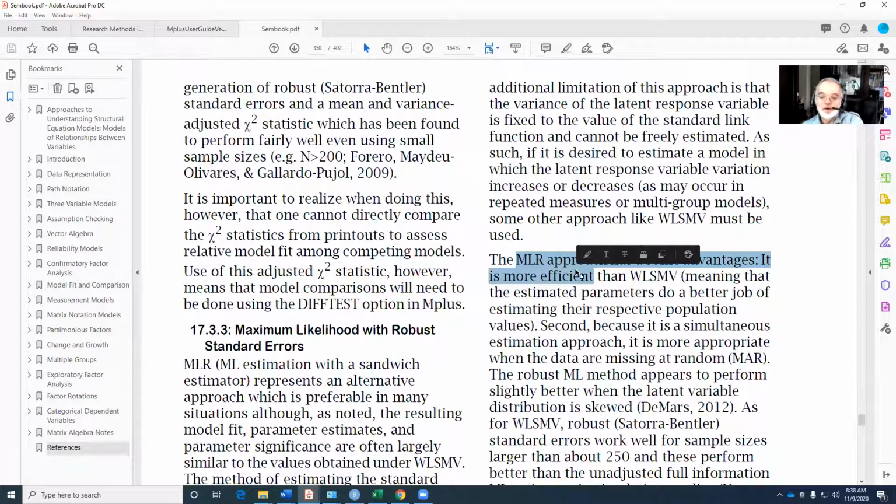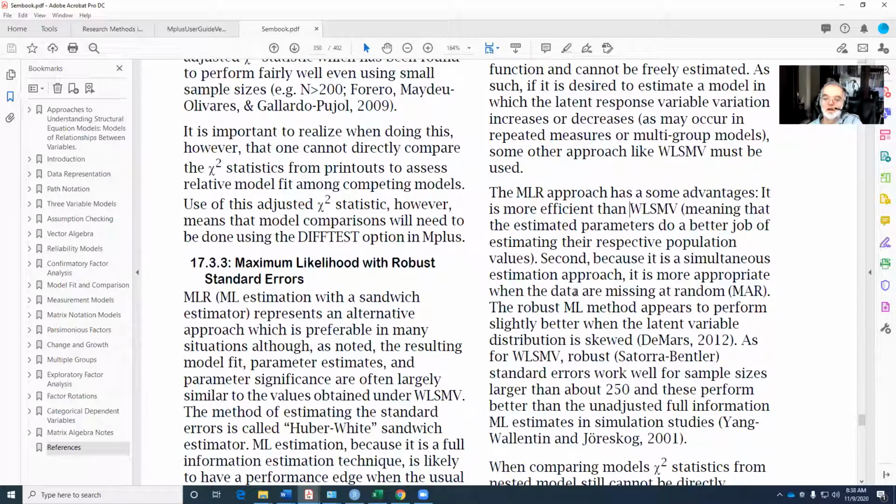If you read about it, maximum likelihood is more efficient than WLSMV. What statisticians mean when they say that is the estimated parameter is going to do a better job of getting you toward the population value than WLSMV. Now, that issue of efficiency is not so much of an issue when you have a large sample, because if you have lots and lots of people, you will efficiently be getting to it. But if you have a smaller data set, maximum likelihood is preferable to WLSMV for that reason.